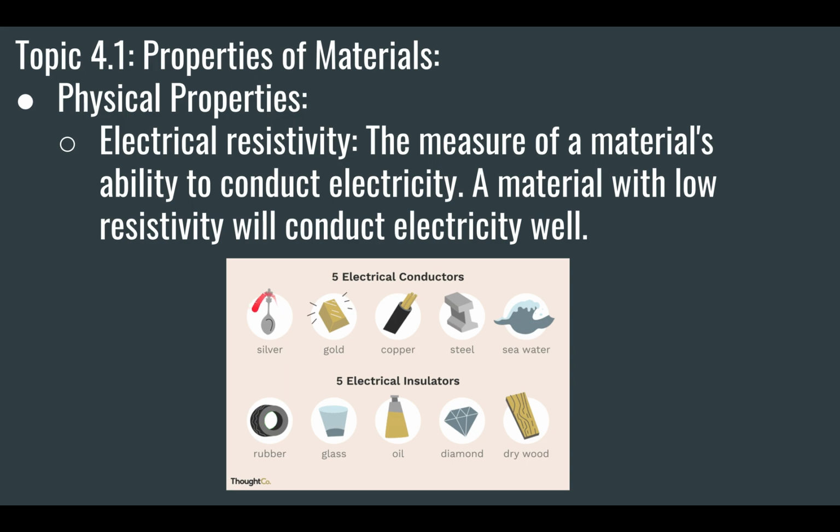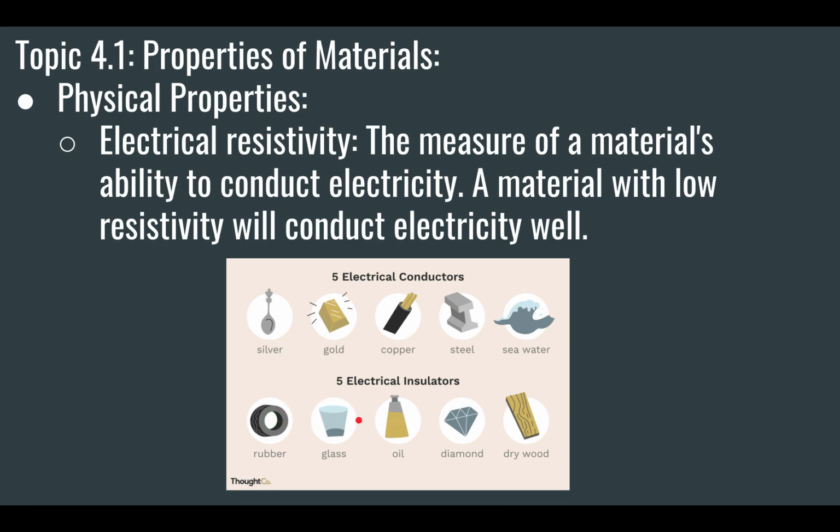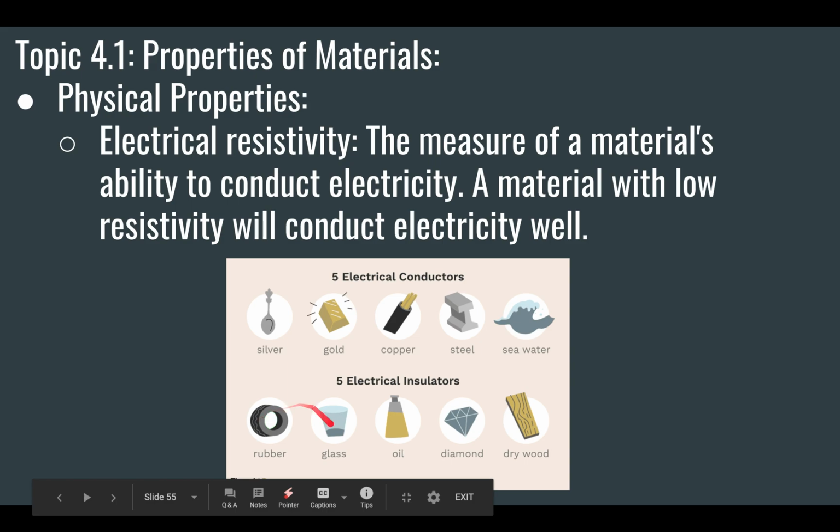Silver's the best, but unfortunately silver tarnishes. For instance, in computers, you often find that really sensitive connections are made out of gold because it does not tarnish or oxidize. Here are some things that have a high degree of electrical resistivity: something like rubber, glass, oil, diamond, wood. These things are going to resist the flow of electricity through them.